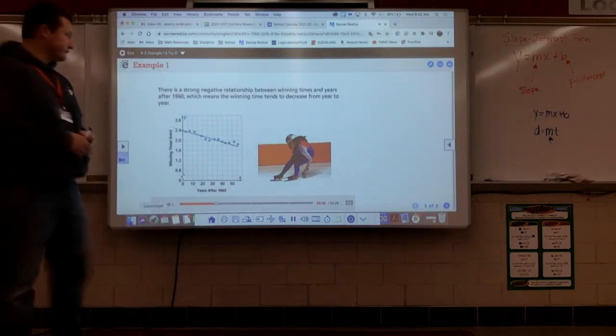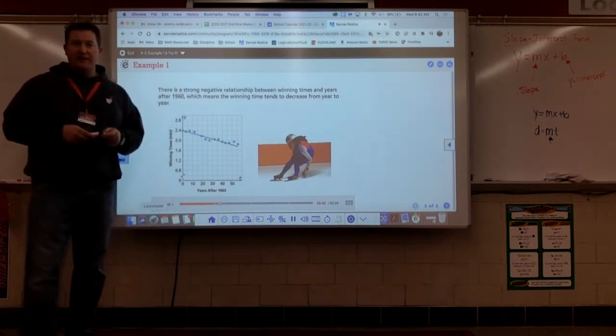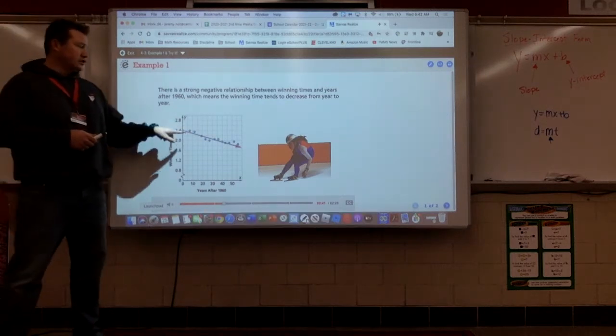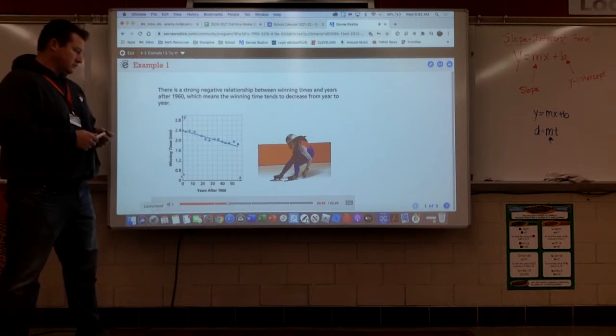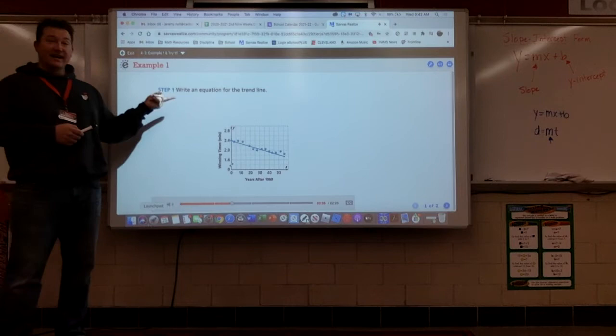There is a strong negative relationship between winning times and years after 1960. The trend line has a negative slope. The winning time tends to decrease from year to year. Our first step is to write an equation for the trend line.